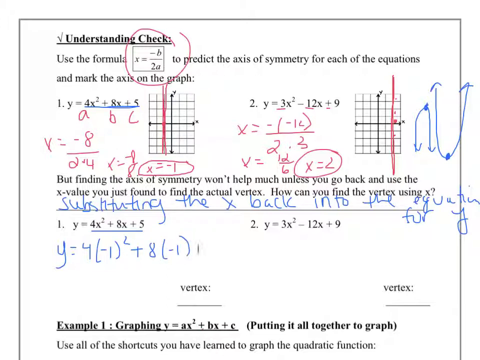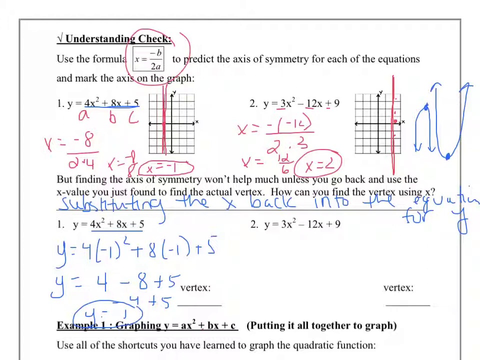Now I can solve for y. Negative 1 squared is 1. And 4 times 1 is 4. 8 times negative 1 is negative 8. And then plus 5. Okay? 4 minus 8 is negative 4. And negative 4 plus 5 is 1. So y is equal to 1.